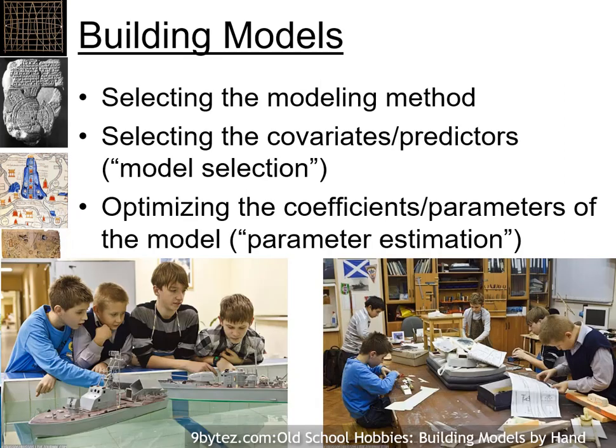So as we get more into modeling, we're going to need to be doing three things. We're going to be selecting a modeling method. We're going to then be selecting our covariates or predictors, also called our independent variables. And then we're going to be optimizing the coefficients or parameters of the model, also referred to as the parameter estimation step. I skipped over model selection because that middle one really is the model selection, but I would say it's all three of these steps put together.